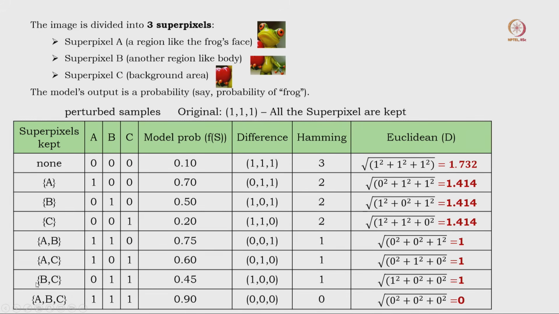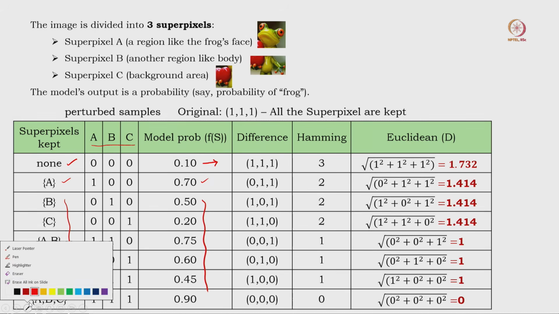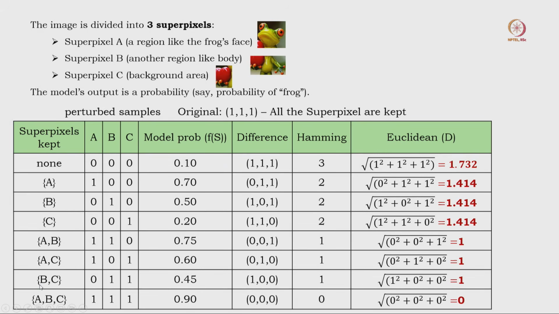So, depending on which features are kept and which are masked, place zeros and ones accordingly. Now, pass this image to a model and get the prediction. Pass the image where only A is kept and get the prediction. In a similar way, pass each of these images and get the model prediction. That is what f of s is, where f of s is the model prediction.